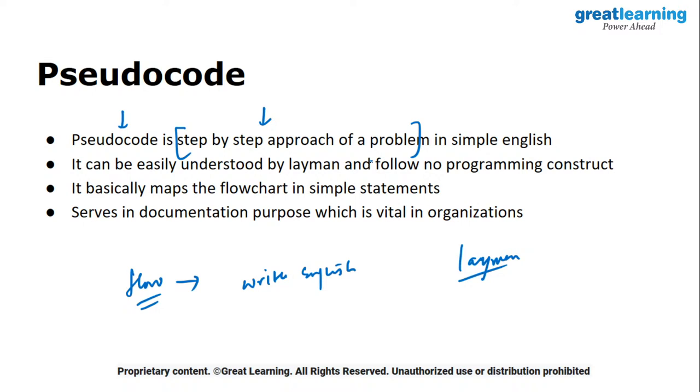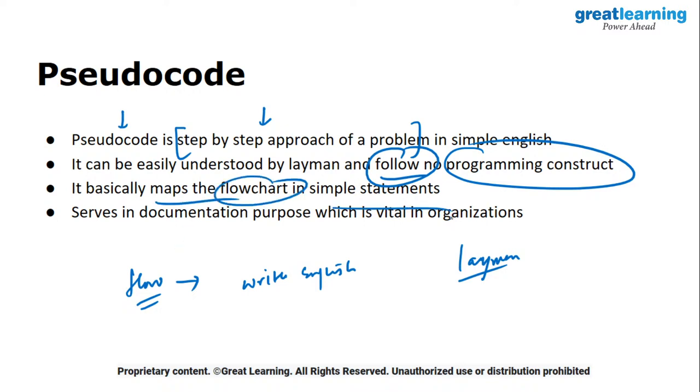So anyways, it helps us to write these codes easily, but it can be avoided, right? So now the flow does not follow any programming construct, right? The programming constructs, like your ifs and loops, should not be there. Just simple English, okay? It is just mapping the flowchart in simple statements. That's it. General step by step.